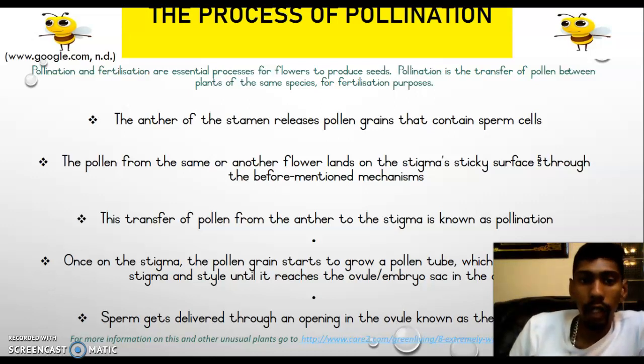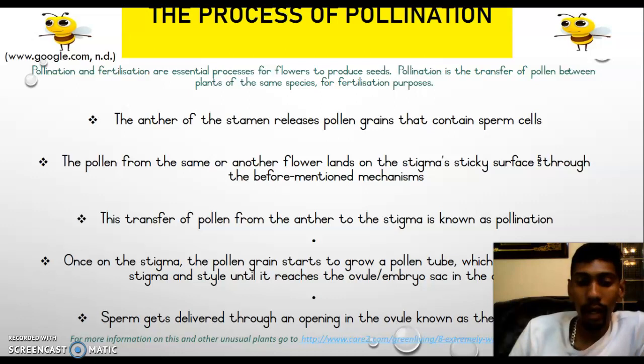The anther of the stamen releases pollen grains that contain sperm cells. The pollen from the same or another flower lands on the stigma, which is a sticky surface, through the aforementioned mechanisms. This transfer of pollen from the anther to the stigma is known as pollination.